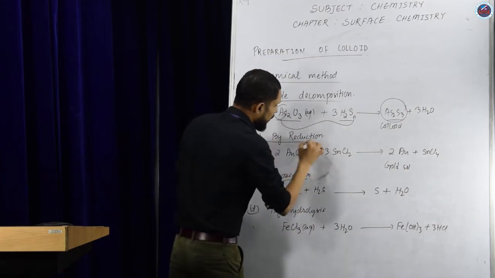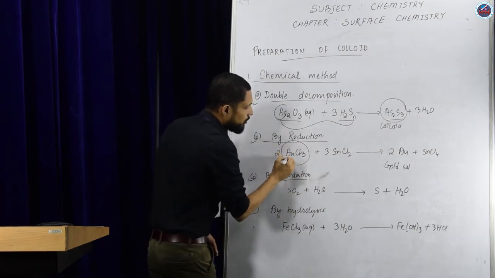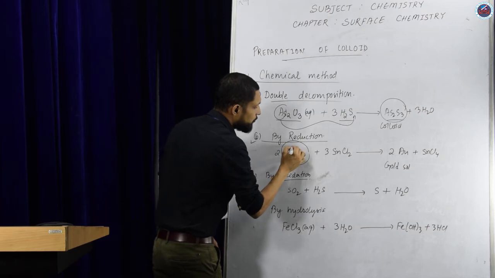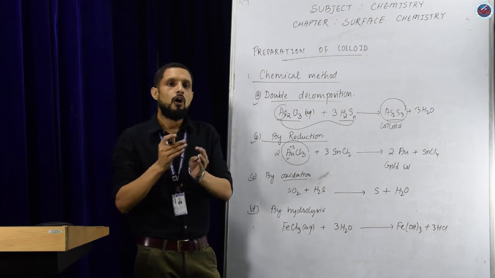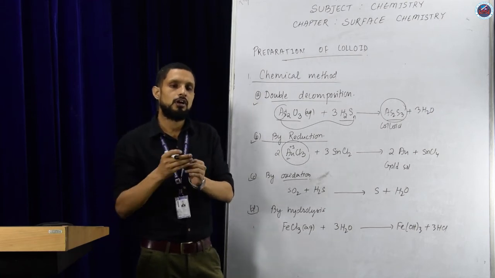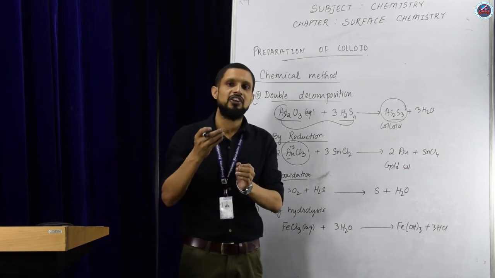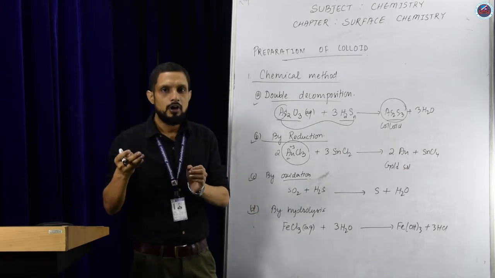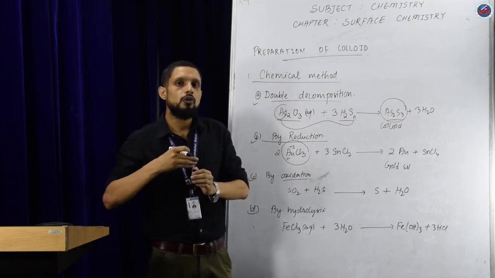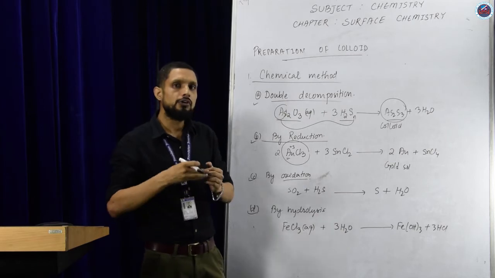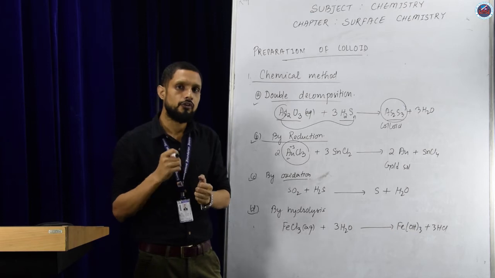Next method is by reduction. So here AuCl3, the oxidation state of Au is plus 3. So it is reduced. Now we know oxidation and reduction are defined based on different factors. Like oxidation is addition of oxygen, removal of hydrogen, or the tendency of losing electron. So if you lose electron, it is known as oxidation. If you gain electron, it is known as reduction.